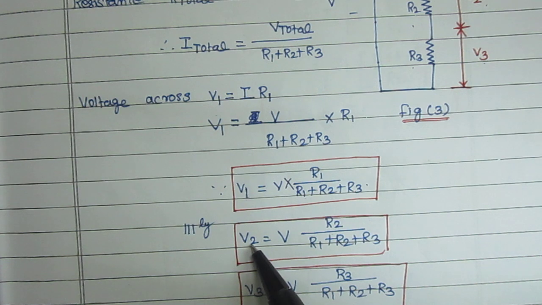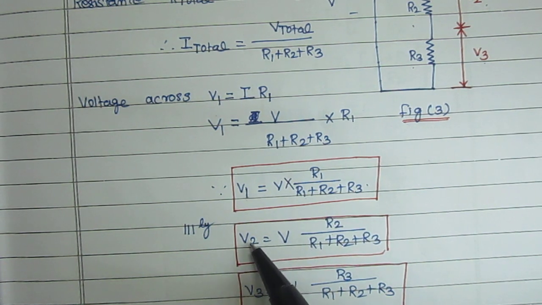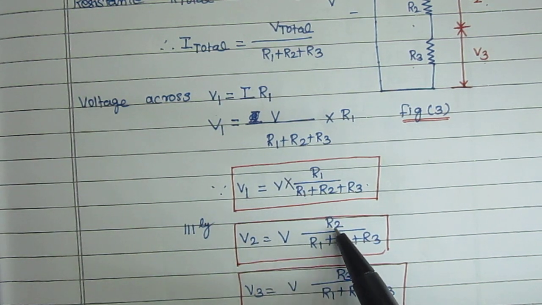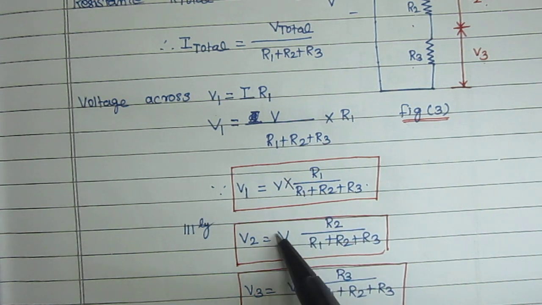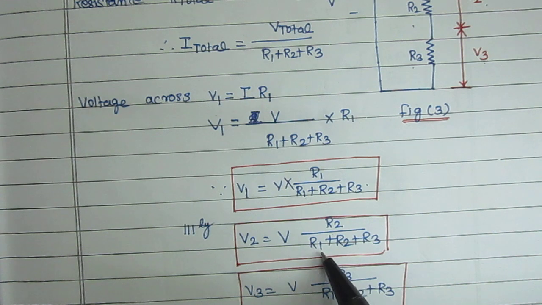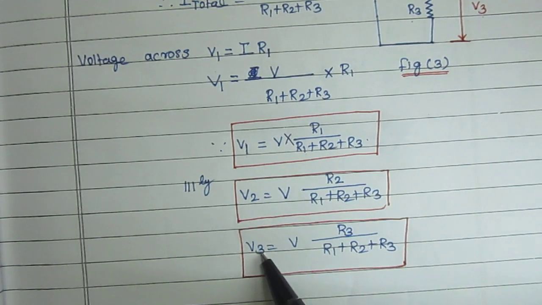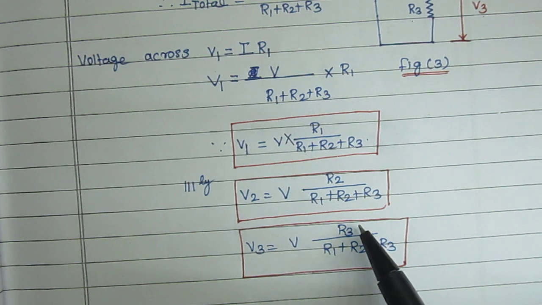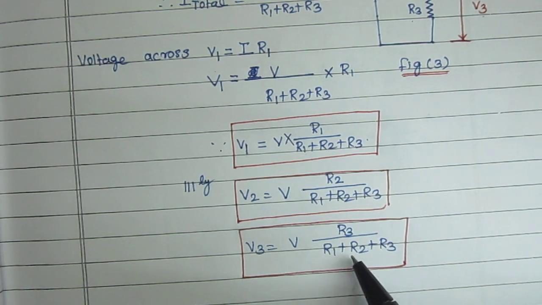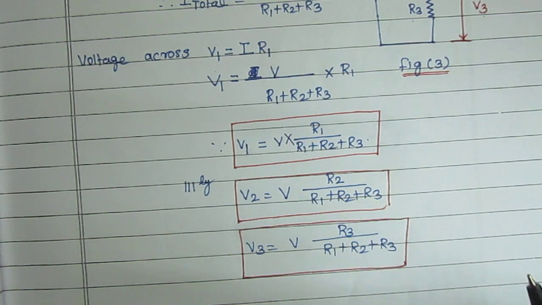Similarly, V2 is equal to the total voltage into the resistance across the voltage V2. So V2 is equal to V into R2 divided by R1 plus R2 plus R3. Similarly, V3 is equal to V into R3 divided by R1 plus R2 plus R3. This is the voltage divider rule.